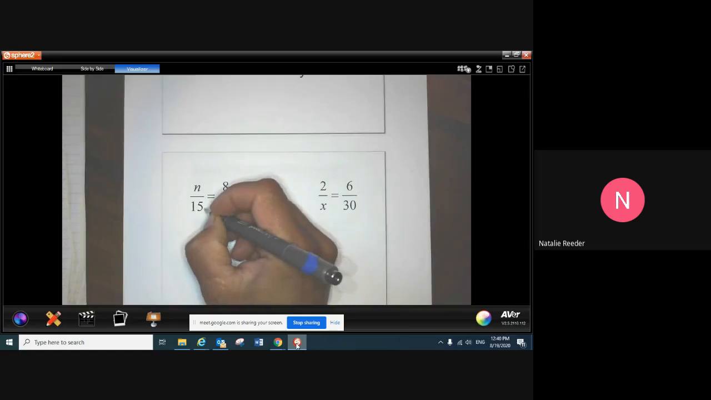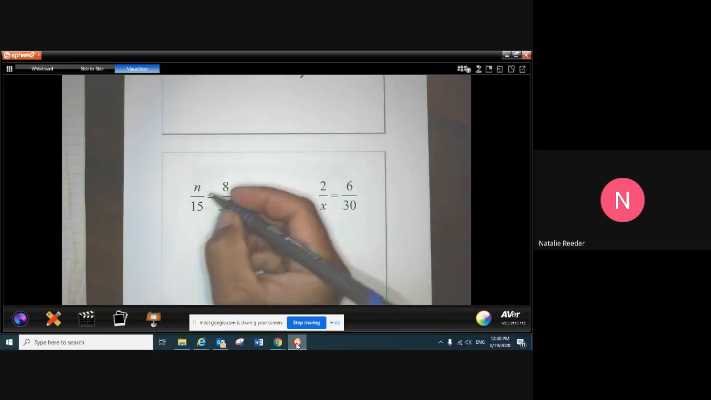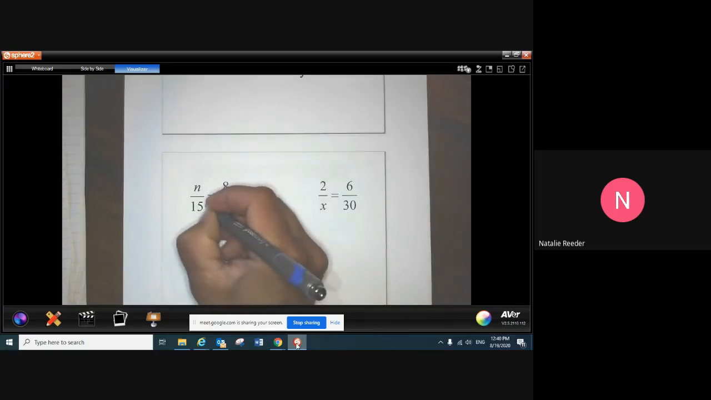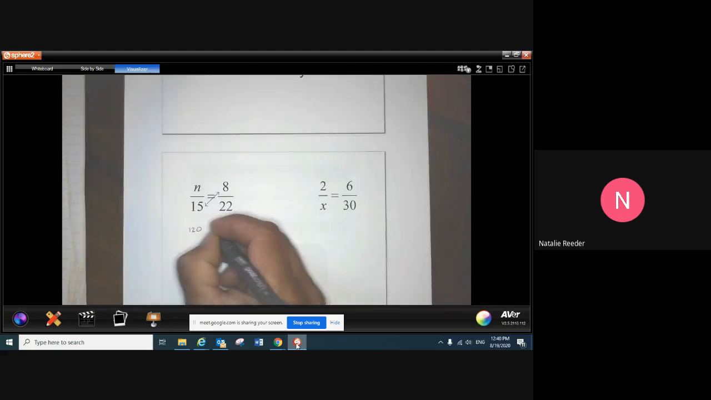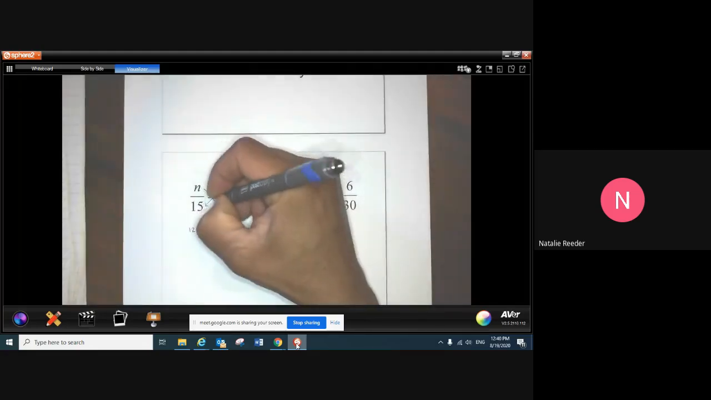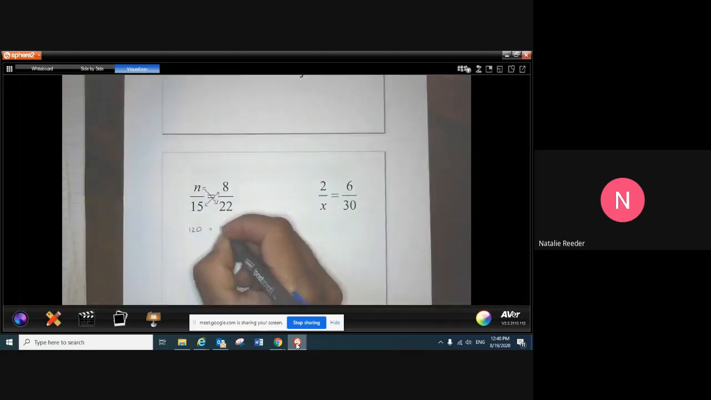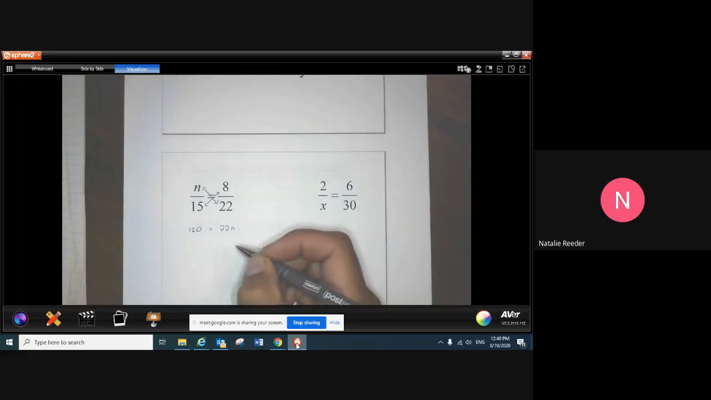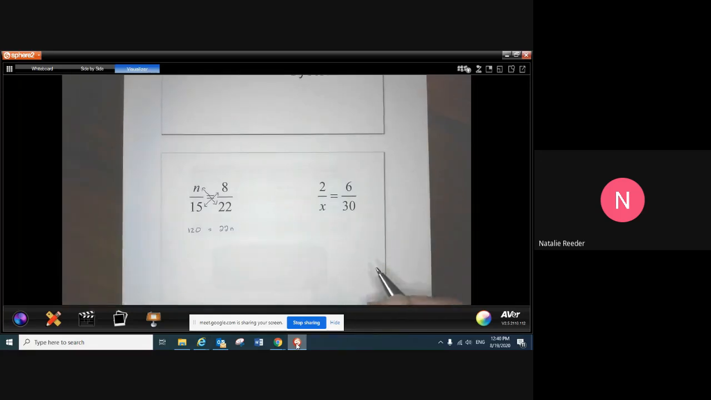So we go 15 times 8, which gives me 120. And then we go n times 22, which gives me 22n. And then we need to solve for n. So we divide by 22 on both sides. And 120 divided by 22 gives me 5.5. So n is equal to 5.5.